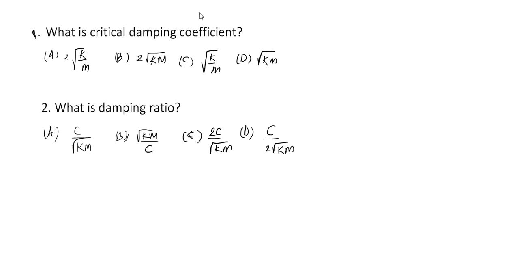The critical damping coefficient, which we are calling Cc, is equal to 2 into m into omega n. For the derivation of this Cc, the critical damping coefficient, you can watch my previous video.